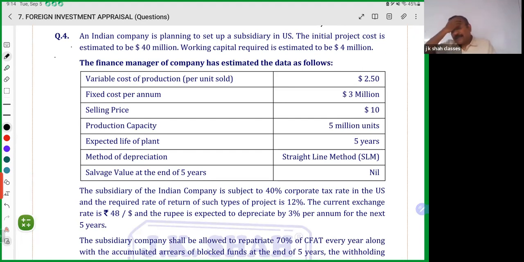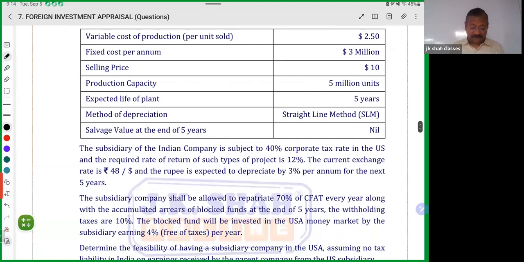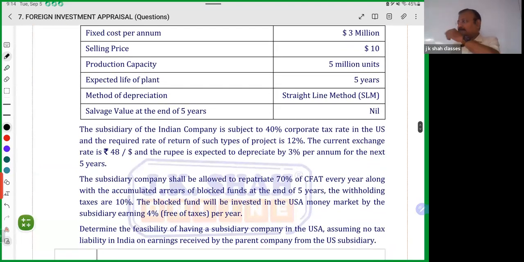In this, the primary cash flow of the project will be in which currency? Dollars. But we will have to evaluate it in rupees. The subsidiary of the Indian company is subject to 40% corporate tax rate in the US. And the required rate of return on such type of project is 12%. Now, obviously, 12% would be in India. The current exchange rate is 48, and the rupee is expected to depreciate by 3% per annum for the next. What have you been given? 48.